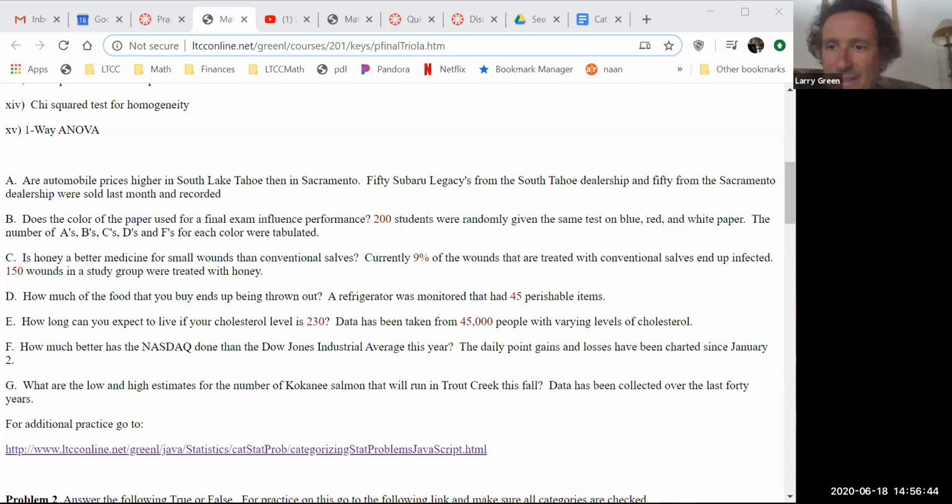So for example, on D, Michelle, what is the question that you're asking people? How much of the food that you buy ends up being thrown out? A refrigerator was monitored that had 45 perishable items. We're asking people, of the 45 perishable items in the refrigerator, how many were thrown away? Remember the sample size is 45. The first thing was eggs. What are you going to ask the person about those eggs? Were they thrown away? And what might the answer be? Yes or no. So this is a yes/no question, with a sample size of 45.